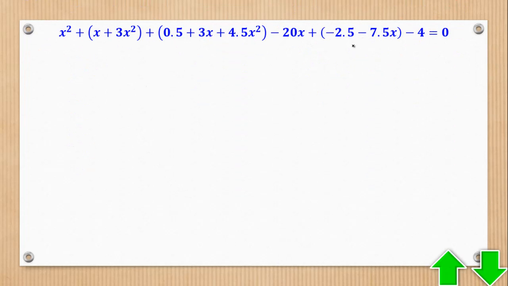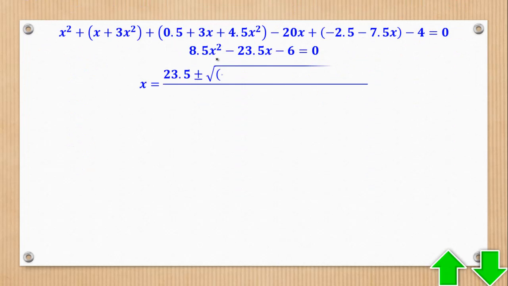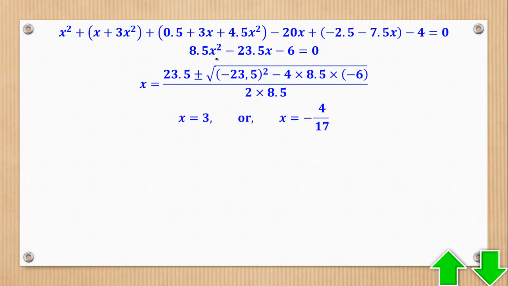Then I can now collect the like terms to come up with this quadratic and solve it using the quadratic formula since they are decimals to come up with those values. So these ones are exact, meaning that even one who used factorization method will get the answers. But it's advisable to always use the quadratic formula because it works for all.